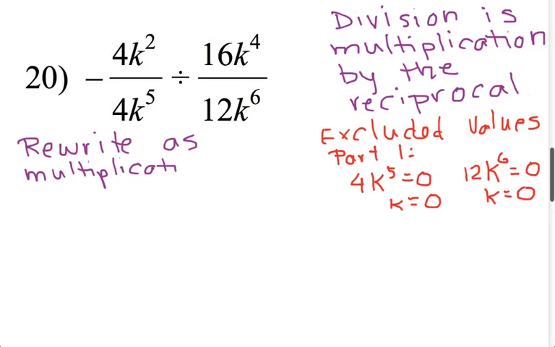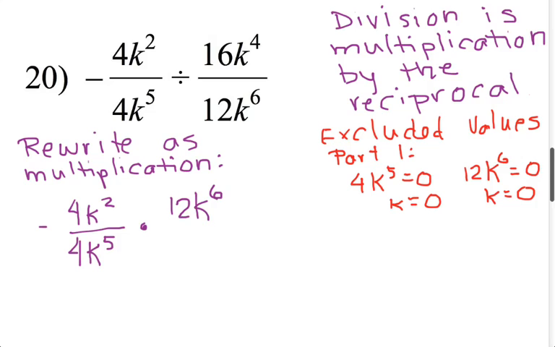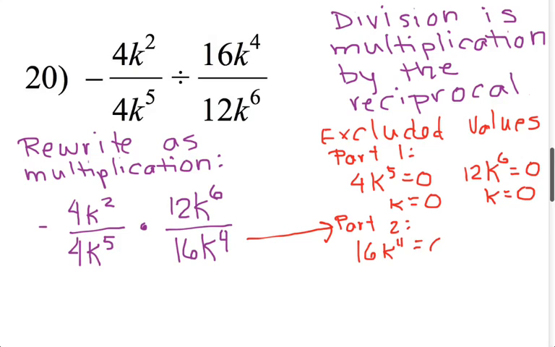The first fraction stays exactly the same. We don't flip it, but we change division to multiplication, and then we reverse the numerator and denominator. Notice now that we have a new denominator that we didn't have before. So that one is going to create our excluded value part 2. We set that one equal to 0. In this case, we get 0 again.